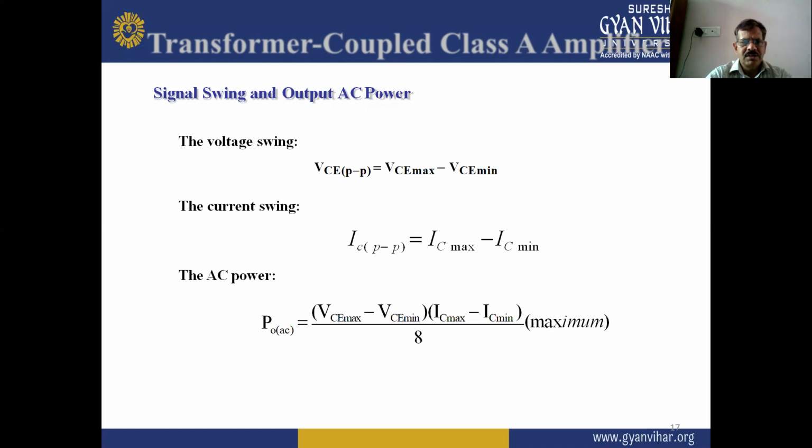And what is the AC power? The AC power P0 AC equals VCE maximum minus VCE minimum, into IC maximum minus IC minimum, divided by 8. That is the output AC power. Here VCE is the voltage across the collector to emitter, and IC is the collector current.